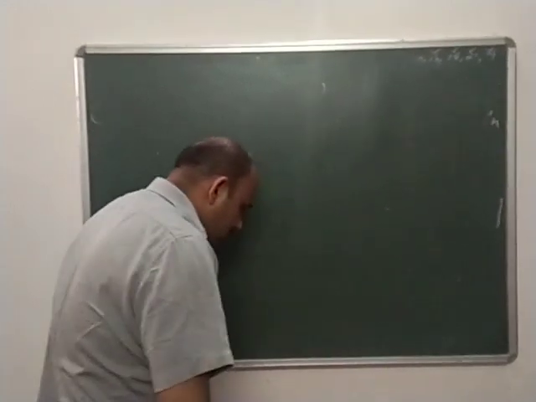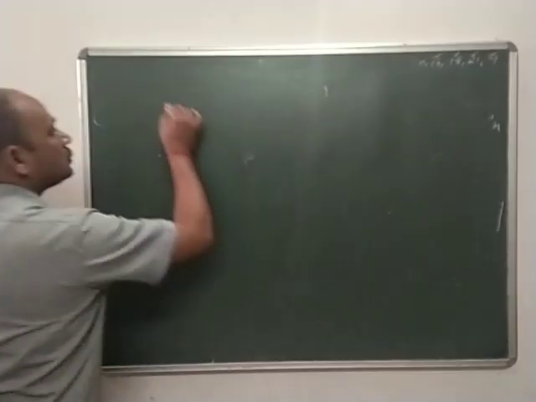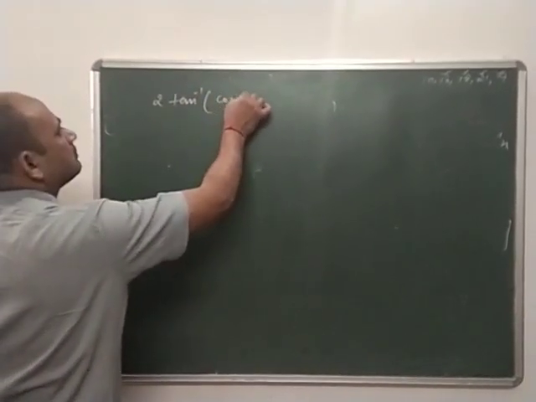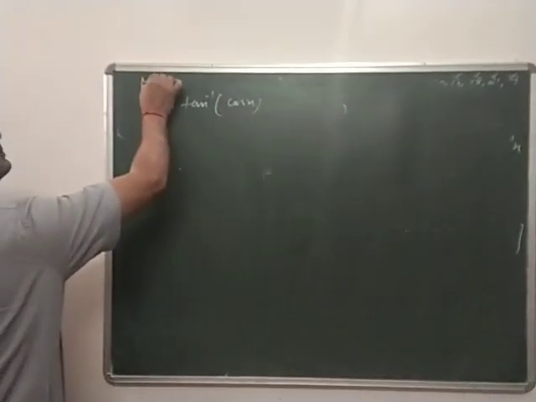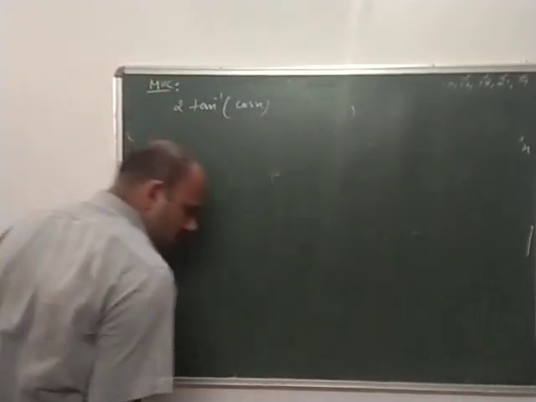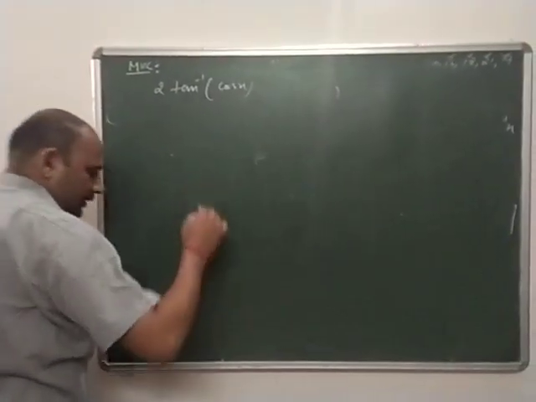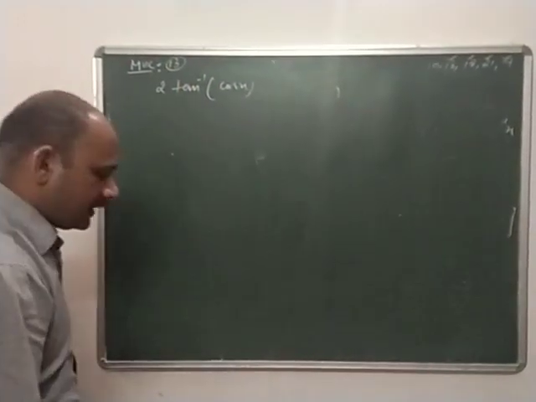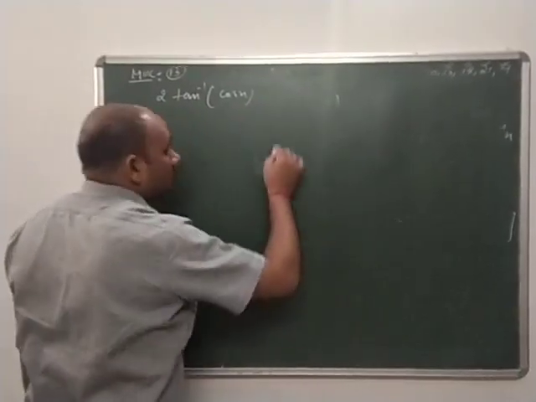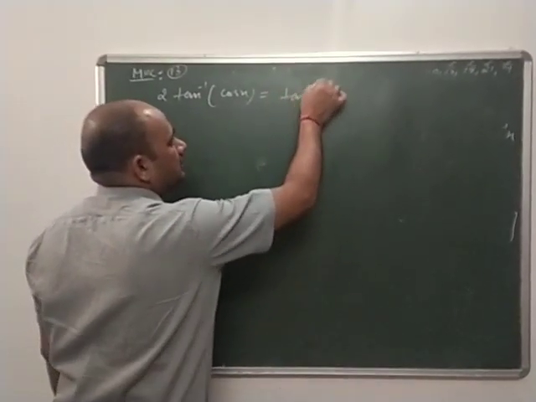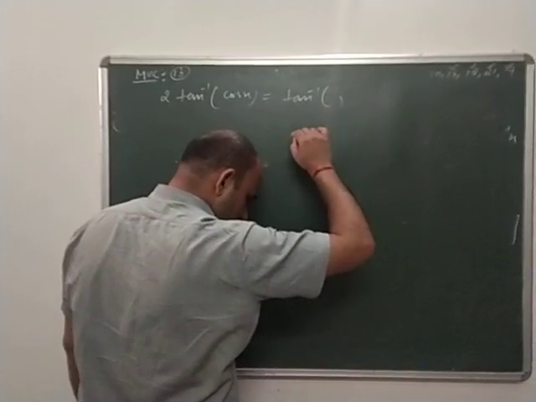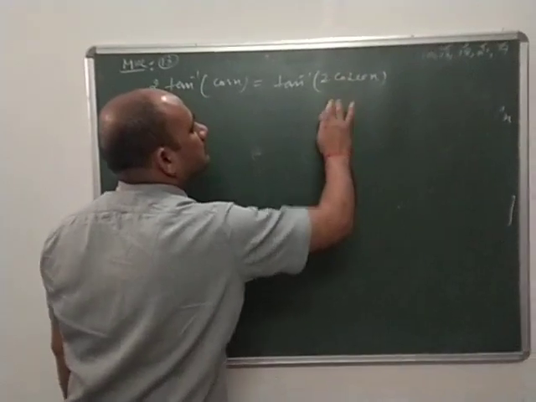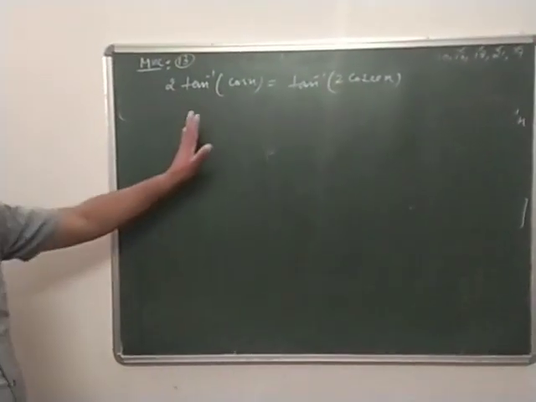Solve the following equations. Miscellaneous, question number 13: 2 tan inverse cos x equals tan inverse 2 cosecant x. We will find the value of x.